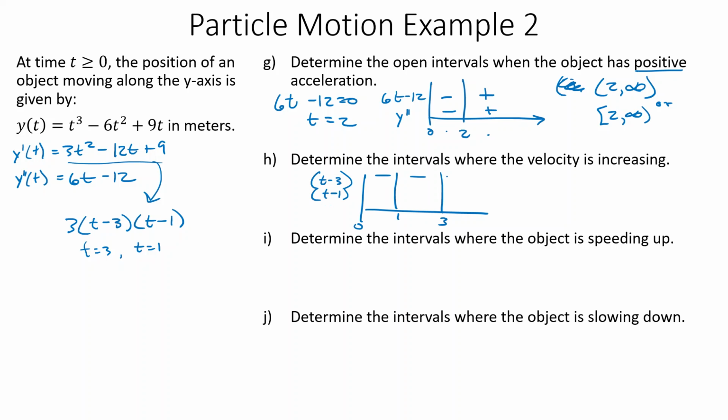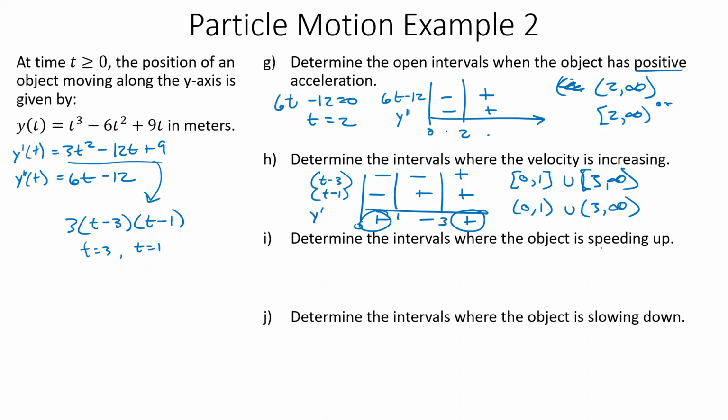So we got negative, negative, positive, negative, positive, positive. So that means the derivative is positive, negative, positive. So that means it's going to be increasing here and here. So from 0 to 1 and from 3 to infinity like that. Or we can say 0 to 1 and 3 to infinity like that. Open intervals or closed is fine as long as it's open on infinity.